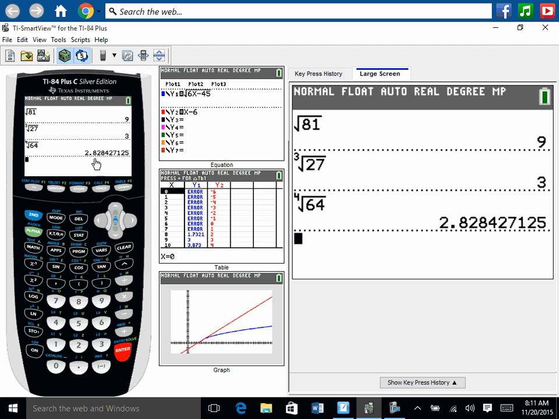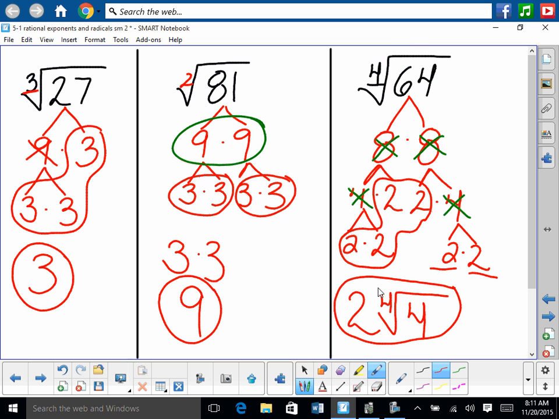Which, once again, if we got that, we would go back and break it down by hand, because this is more simplified. Now I'm going to type that in to show you that it's the exact same thing, but this is the more simplified answer. So 2 4th roots of 4.